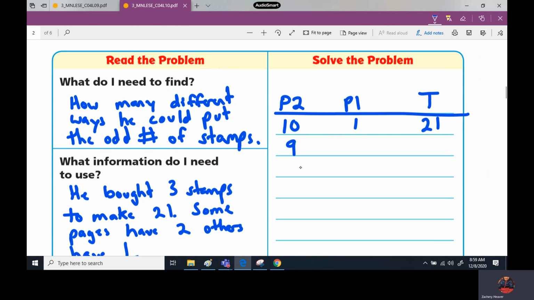9 times 2 is 18. Well, I need 3 more to make 21. Let's try 8. 8 times 2 is 16. I need 5 more to make 21. A pattern here. 1, 5. 7 times 2 is 14. I need 7 more to make 21.